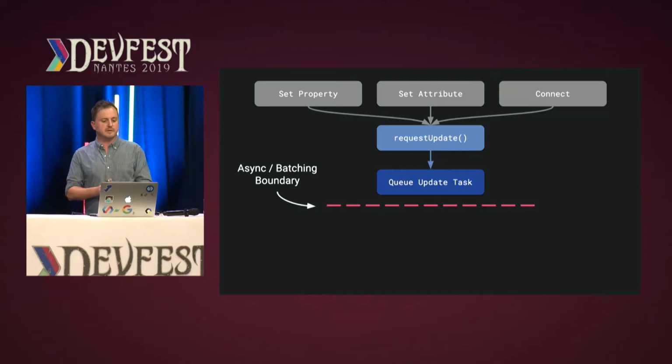And so this gives us this async batching boundary. So if we set a bunch of properties in a row, we're not going to get a bunch of renders in a row. They're all going to coalesce into a single render task.